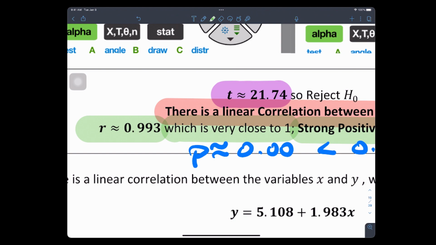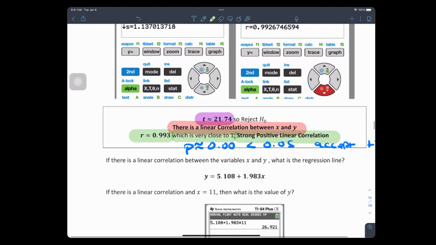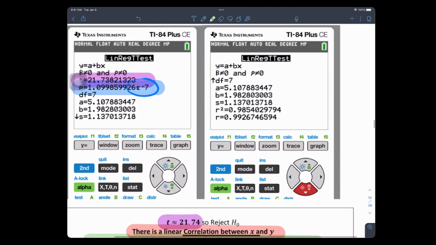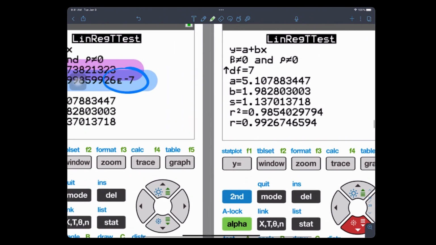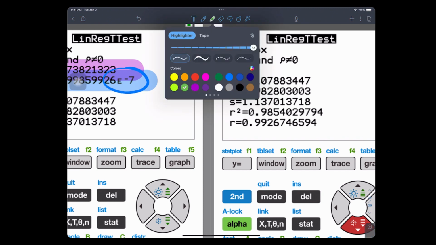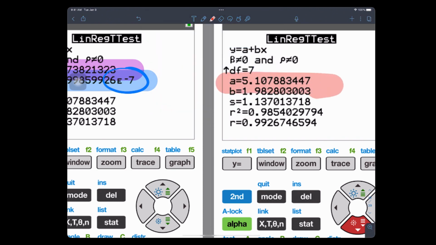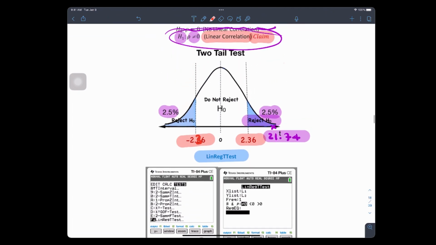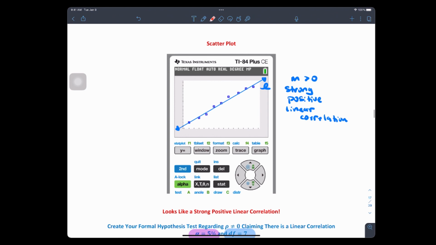All of that information is working together for us. And again, once you know there's a linear correlation, what do you care about? You care about the A and B values, don't you? Because what do you guys want with those A and B values right in here? You want the regression line, so you could be predictive. How do I get that? Over here: y is a plus bx.